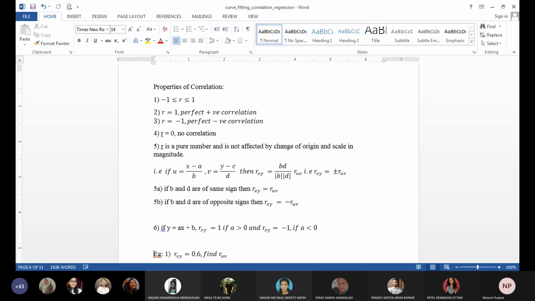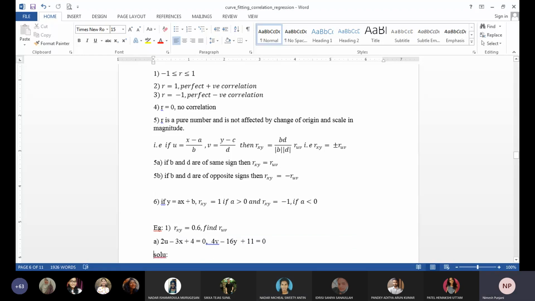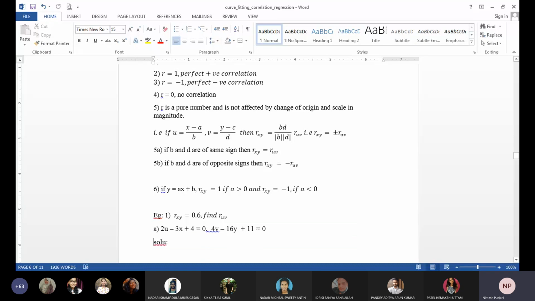Done, sir. Okay. So the first example, Rxy is 0.6. We have to find Ruv, given 2u minus 3x plus 4 equals 0, and 4v minus 16y plus 11 equals 0. In this case, we have to take the help of property number 5.